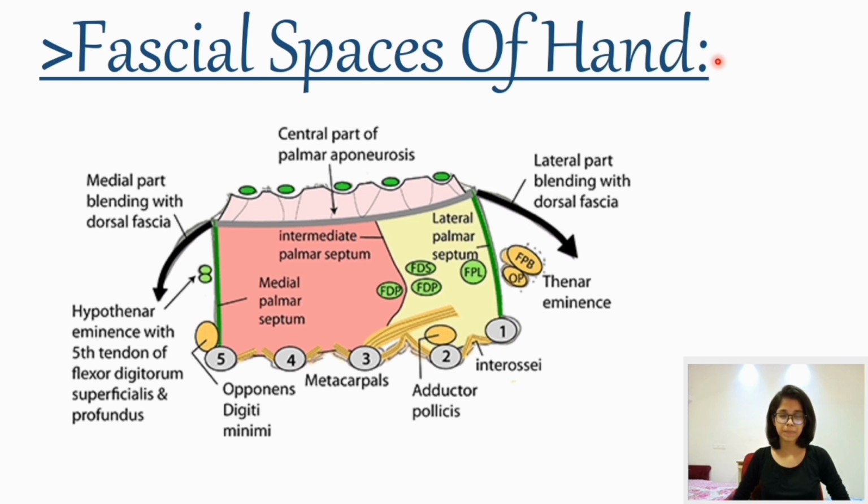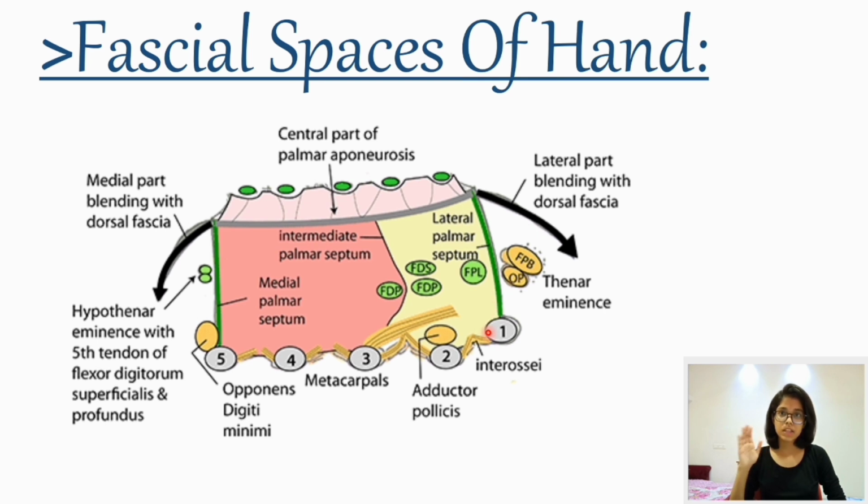Today I am going to deal with the topic fascial spaces of hand. Now, what are these spaces? The arrangement of fascia and fascial septa in hand is such that many spaces are formed. These fibrous septa arise from the palmar aponeurosis of hand and they extend till the metacarpals. So we have the medial palmar septum from aponeurosis to fifth metacarpal, intermediate septum from aponeurosis to third metacarpal, and the lateral palmar septum from aponeurosis to first metacarpal.